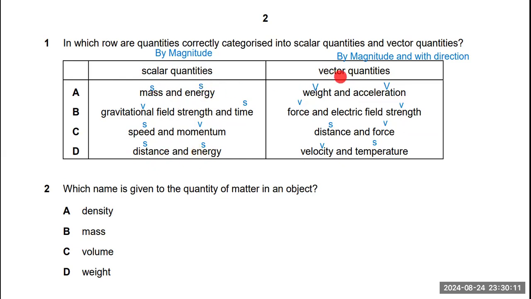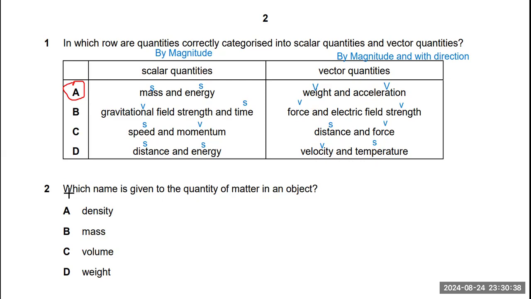If you look at the vector side, this pair is vector, and in option D you can see the first one is vector and temperature is scalar. So the correct option will be A. You have to select that option in which the scalar pair is scalar and the vector pair is vector. So it's option A. I hope you can understand what I want to say to you.